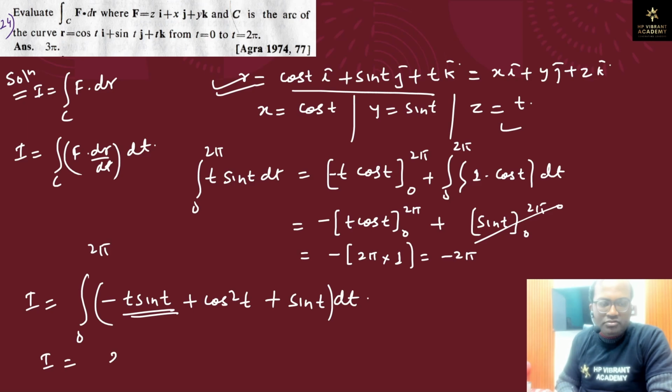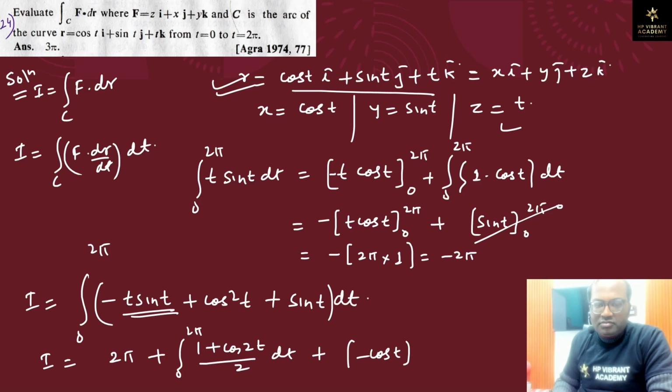So I is equal to 2 pi plus the integral of cos square t, which we can write as 1 plus cos 2t upon 2 dt, from 0 to 2 pi, plus the integral of sin t, which is minus cos t, limit 0 to 2 pi.